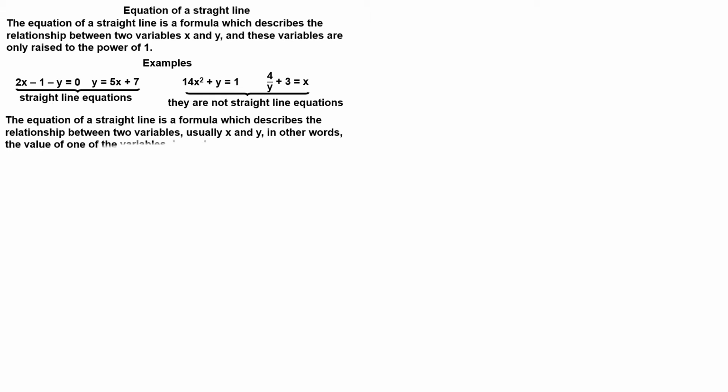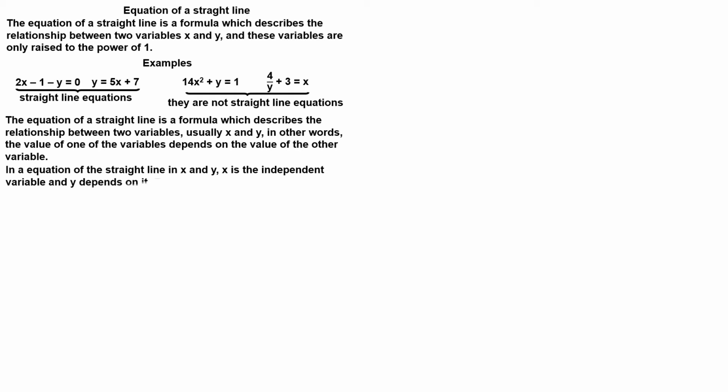The equation of a straight line is a formula which describes the relationship between two variables, usually x and y. In other words, the value of one of the variables depends on the value of the other variable. In an equation of the straight line in x and y, x is the independent variable and y depends on it. To show it more clearly, we make y the subject of the formula. Let's see how it works.